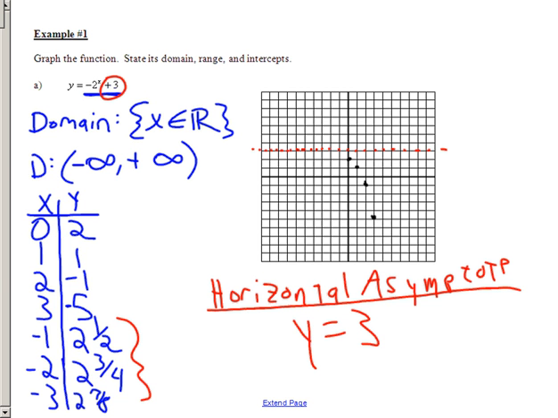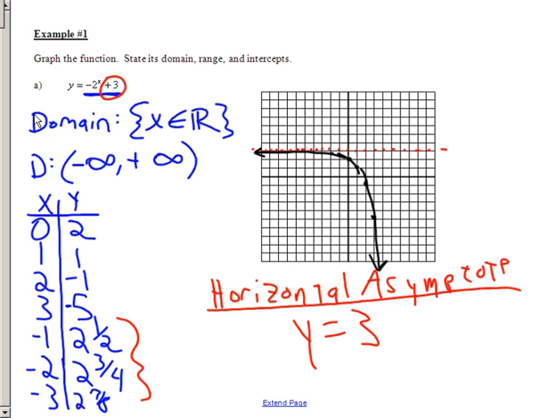If we go back 1, we're going up 2.5. Back 2, we're going up 2 3/4. Back 3, 2 7/8. It's getting closer and closer and closer to the asymptote. And it comes down through here. There it is. There's a nice exponential curve right there. When we're looking at this, we can come back and do the range now.